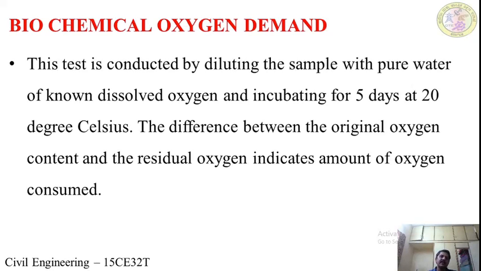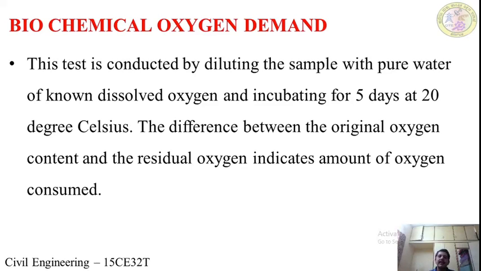So how is this test conducted? The BOD test is conducted by diluting the sample with pure water of known dissolved oxygen content. First, a sample of water is taken, then it is diluted with pure water. The dissolved oxygen content of this pure water is known. That pure water is added to, or diluted with, the raw water sample, that is, the sample whose BOD is to be tested.